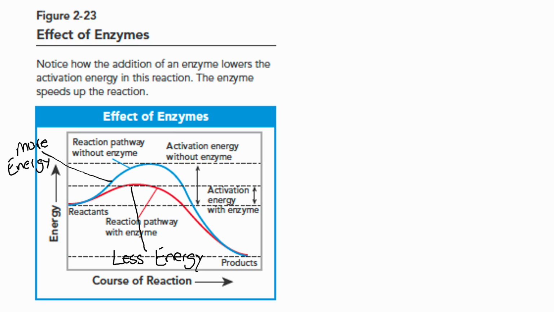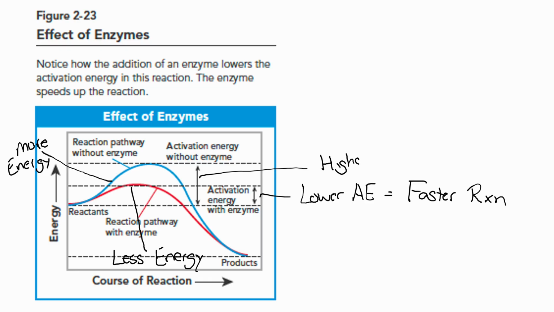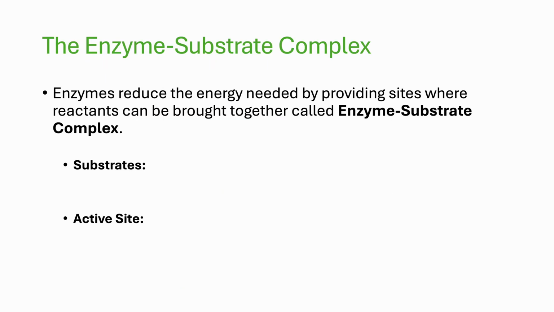So lower activation energy is going to equal a faster reaction. When you have a higher activation energy, it's going to be a slower reaction. So again, that is the idea here that we're looking at. These enzymes make reactions fast enough for life to exist.